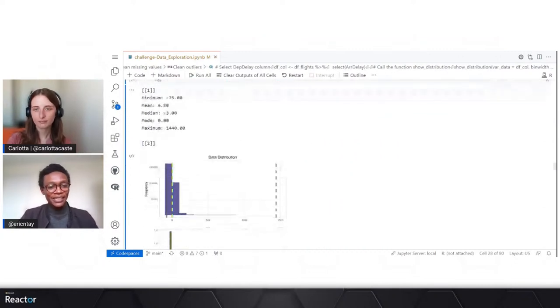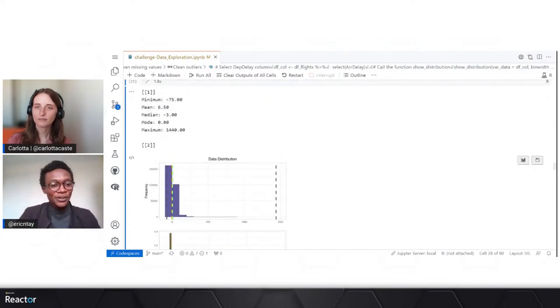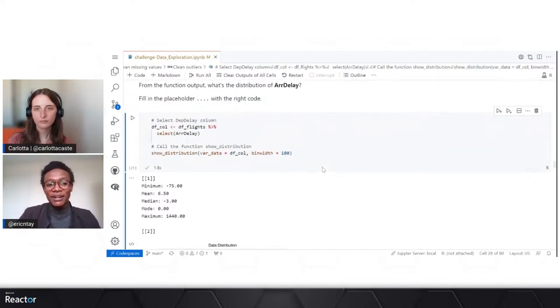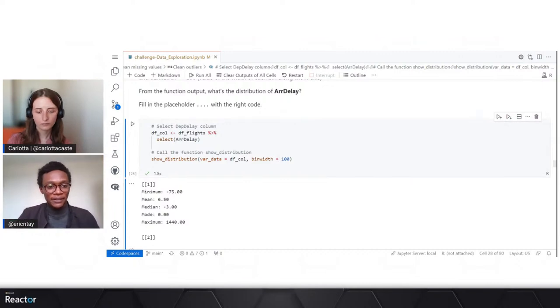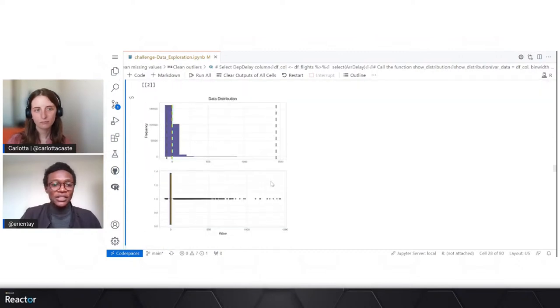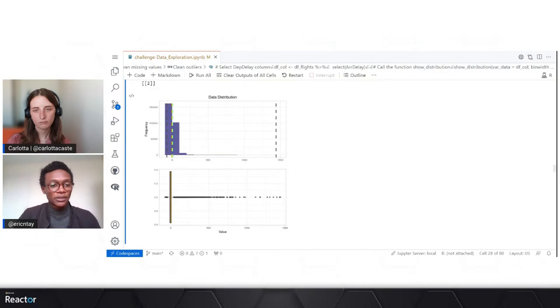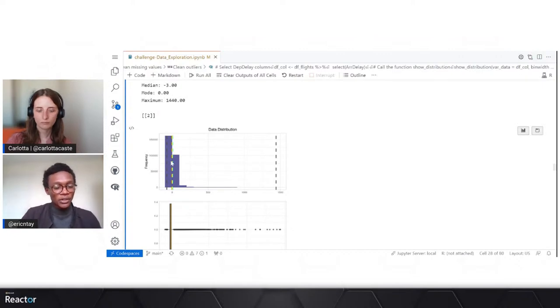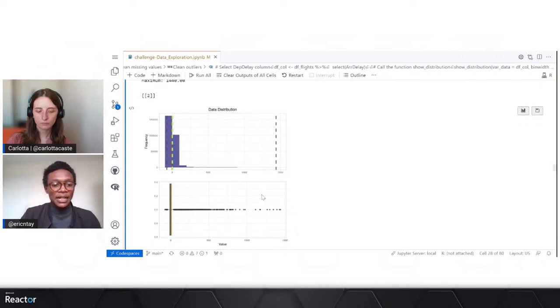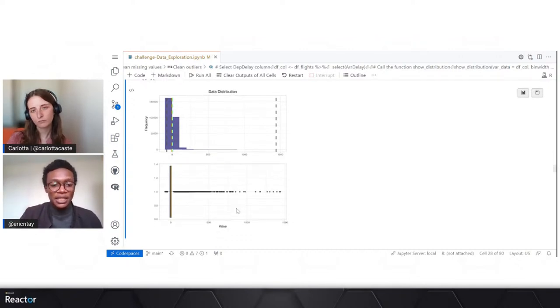And yep, the summary statistics and distribution of these two columns are not really different. For the arrival delay, we have a minimum arrival delay of negative 75. That means the flight arrived earlier than expected by 75 minutes, which is a good thing. We have a mean arrival delay of 6 minutes, a median of negative 3, a mode of 0, and a maximum of 1440 minutes. When you plot the histograms and box plots, we can see they are similar to the departure delay. We have a lot of values most frequently around zero, and also a lot of outliers, as indicated in our box plot below, just like in the departure delay.